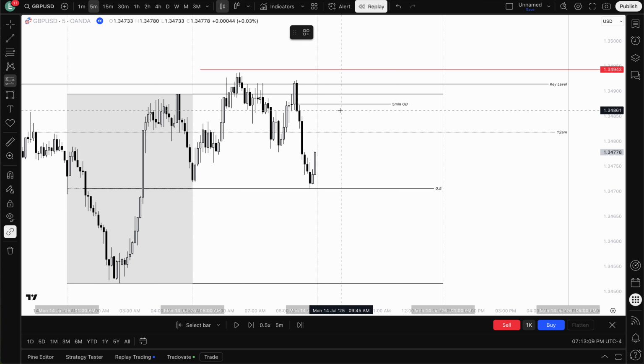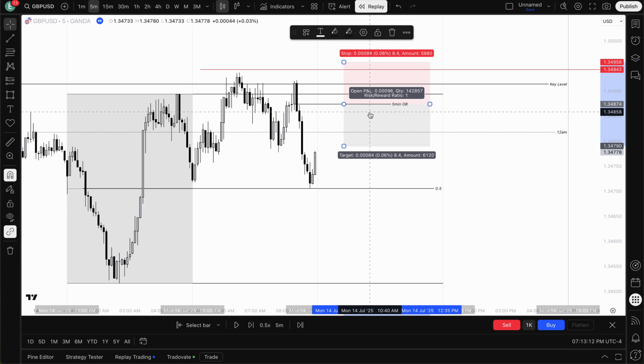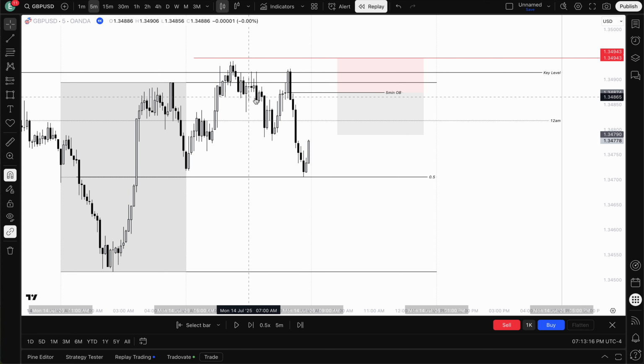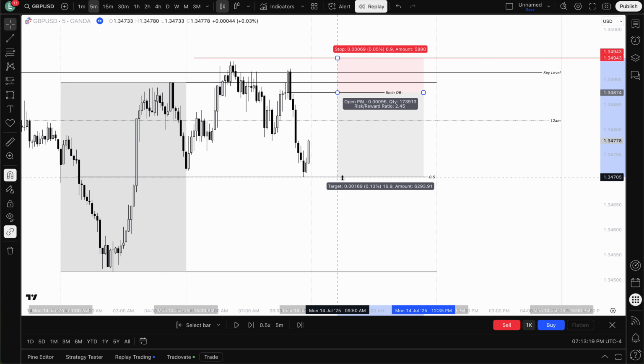So the setup would have looked like this. You place your limit order here, stop loss at the high of candle 2, target 50%, and then the low, right?